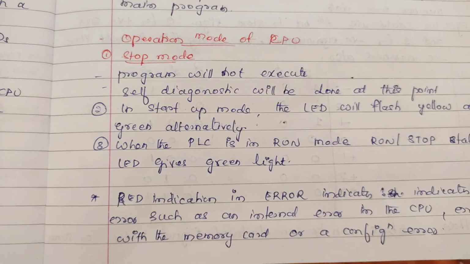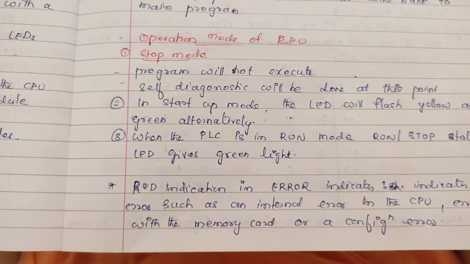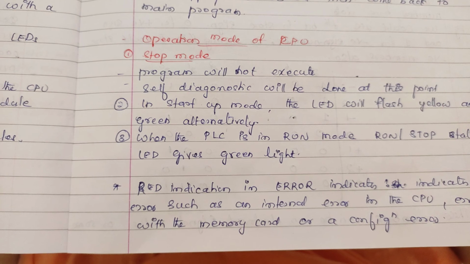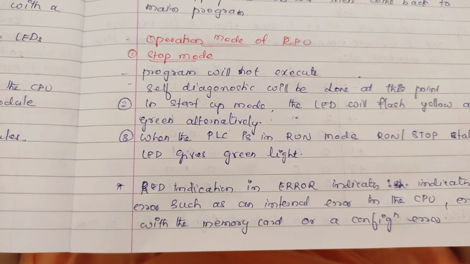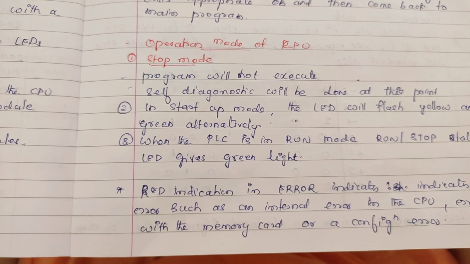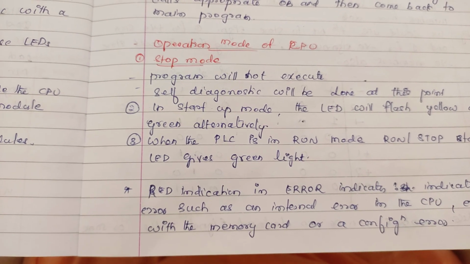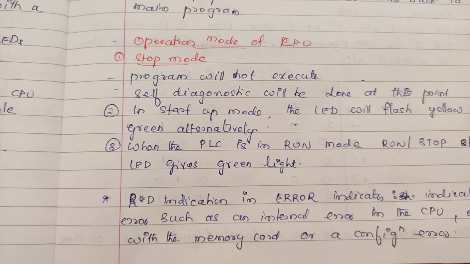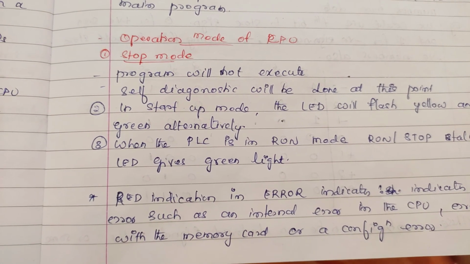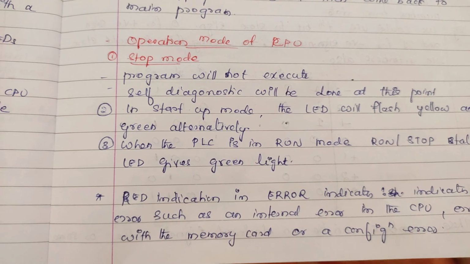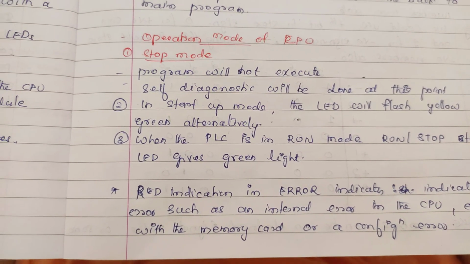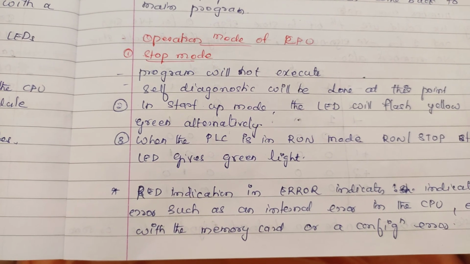Okay, so when the processor is in stop mode, the run or stop indicator LED present on the CPU of the PLC will be in the off state. The next mode is startup mode. In the startup mode, that means when we change the processor mode from stop mode to run mode, first this startup mode will execute.